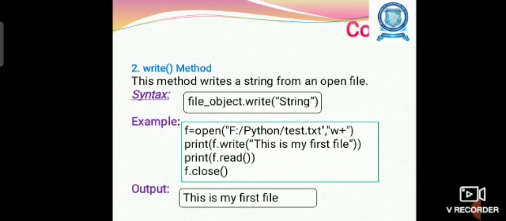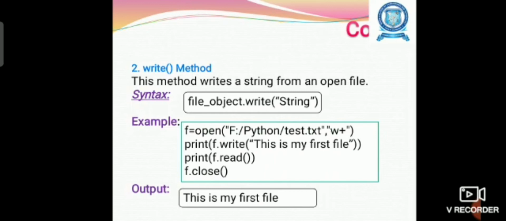So again we are going to see one example for the write method. f equal to open of, we are opening a file named test.txt. In the mode we have applied the mode w+. In the next statement we have applied the write method, that is f.write of "This is my first file". So "This is my first file" is the string content. We are going to write it on the file test.txt.